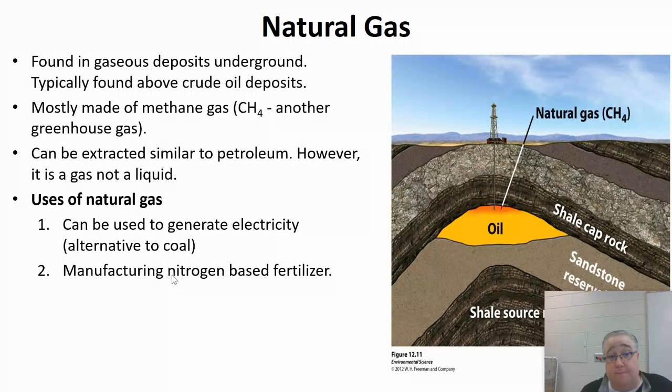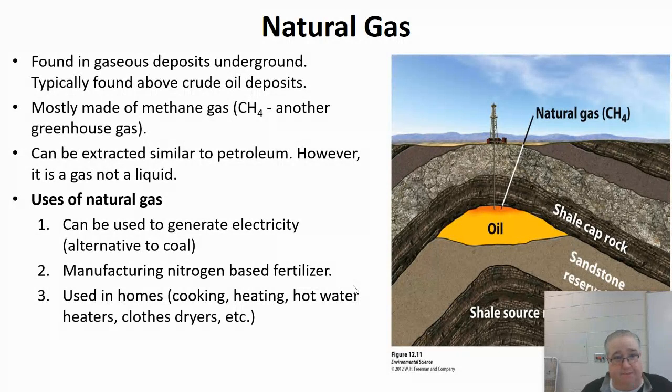It's also used to manufacture fertilizers. A lot of methane gas, a lot of natural gas, is used during the process of fertilizer manufacturing. So you can imagine, we use a lot of fertilizer in this country, so we're going to use a lot of natural gas to make that fertilizer.